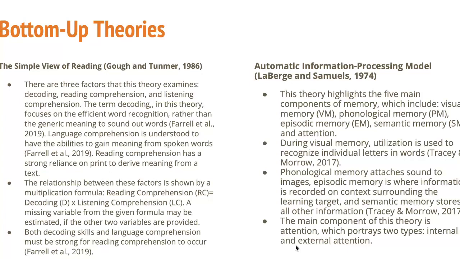The main component of this theory is attention, which portrays two types, internal and external. When we think of internal attention, it's what's going on inside of the brain that an outsider would not know at all. So it may look like a student is paying attention, but if their internal attention is somewhere else, then the teacher or whoever may be in the classroom may have no idea what is truly going on in that student's mind. When we look at external attention, this is what an outsider can see. So if someone is playing with their pencil at their desk, we know that their external attention is not on the content being taught.